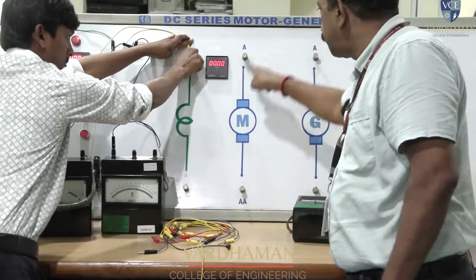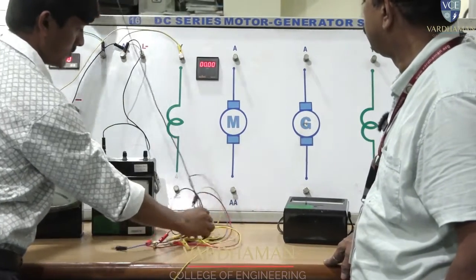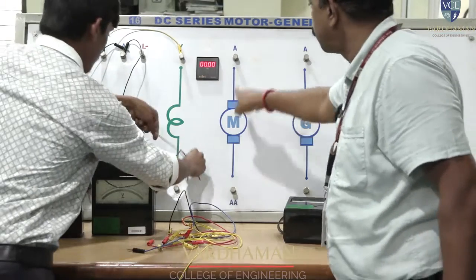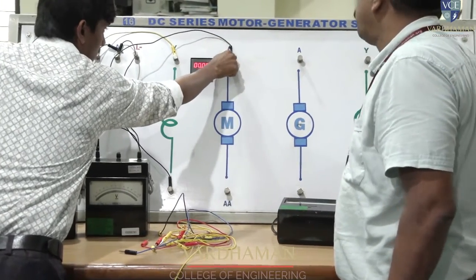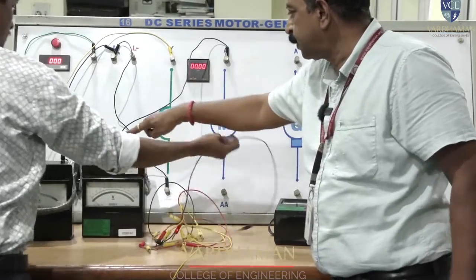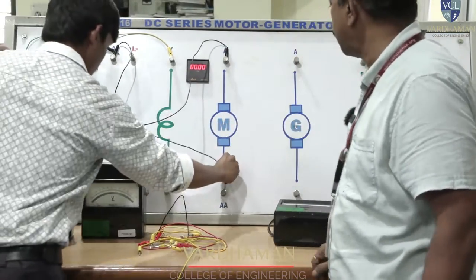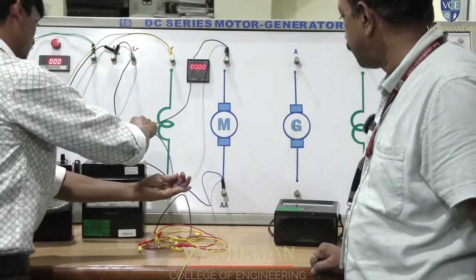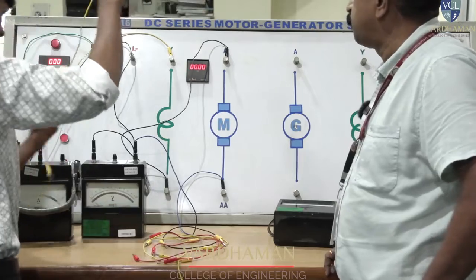Now YY is connected to A, since the series field is connected in series with the armature. Next, AA is connected to the voltmeter's second end, and the 300 range of the voltmeter is selected. That voltmeter second end is again connected to the power supply negative.